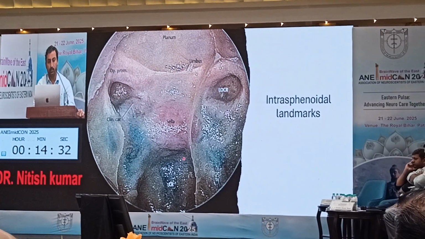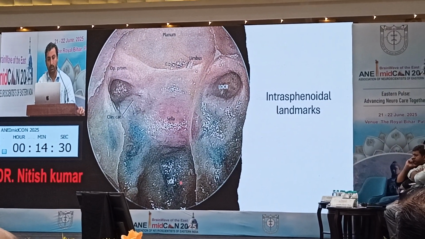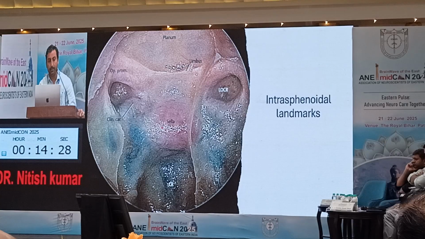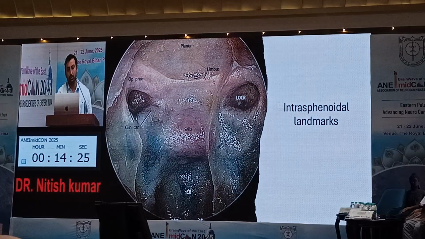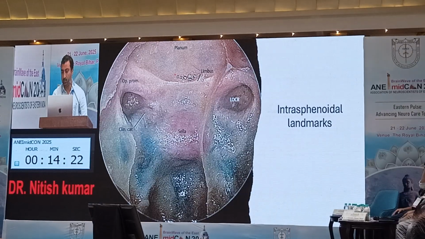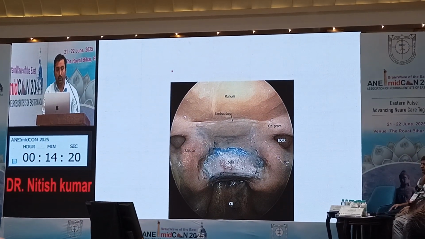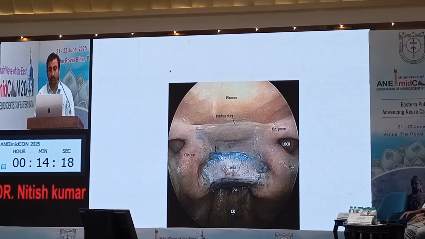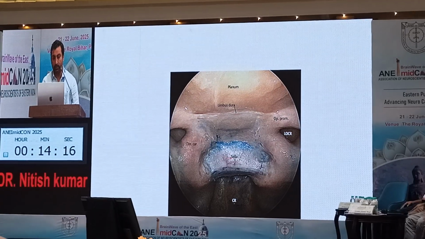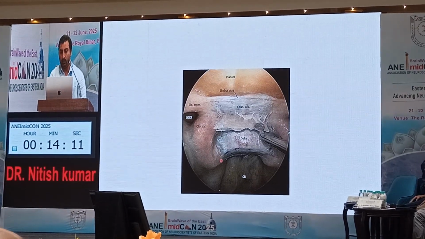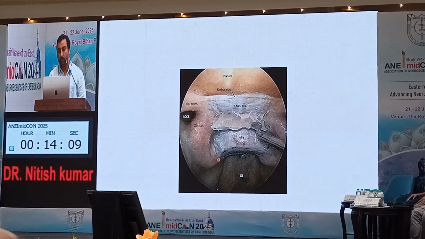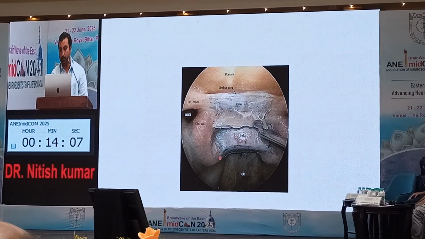So this is the endoscopic intrasphenoidal landmark. Here you can see the clivus, then we have the sella, then this is the optic prominence, this is the carotid prominence, then we have the limbus sphenoidale, and this is the planum. If we are planning for pituitary surgery, then this much bone exposure is adequate. And this is how the bone is gradually removed.